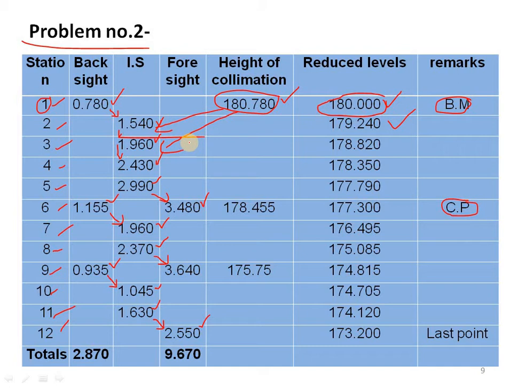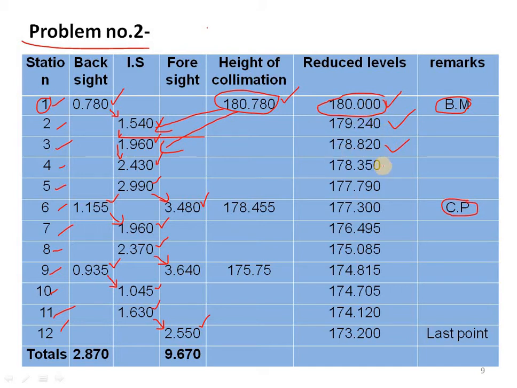Again from the 180.780 you come to the third point, that is the intermediate side. So do this one, 180.780 minus 1.960. How much did you get? 178.820. So this is the third station point RL. So up to here, 1, 2, 3 we have got.